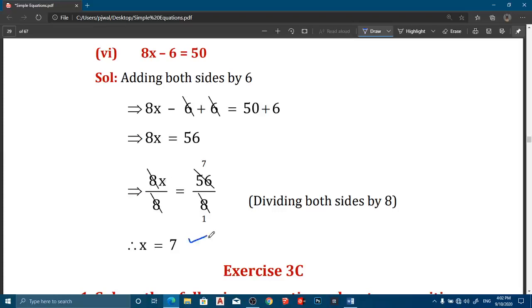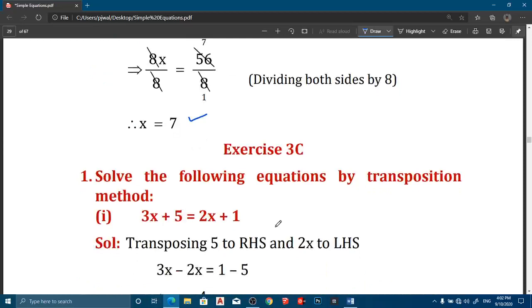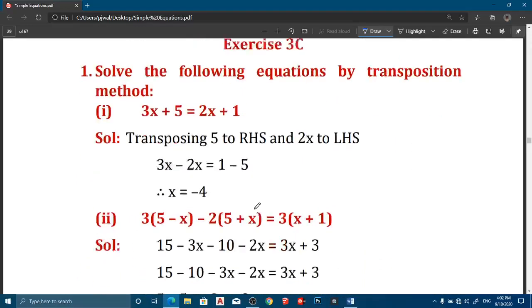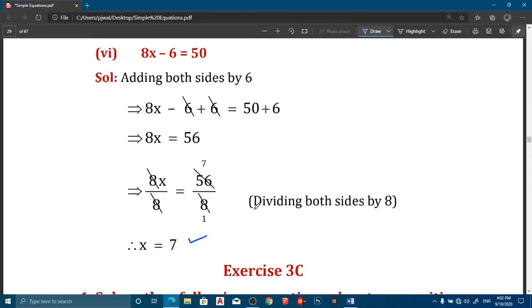So up to here it is exercise 3b. In exercise 3c you will learn to solve problems using the method of transposition. Okay, exercise 3c. In the next session I will explain exercise 3c. So up to here exercise 3b is completed.